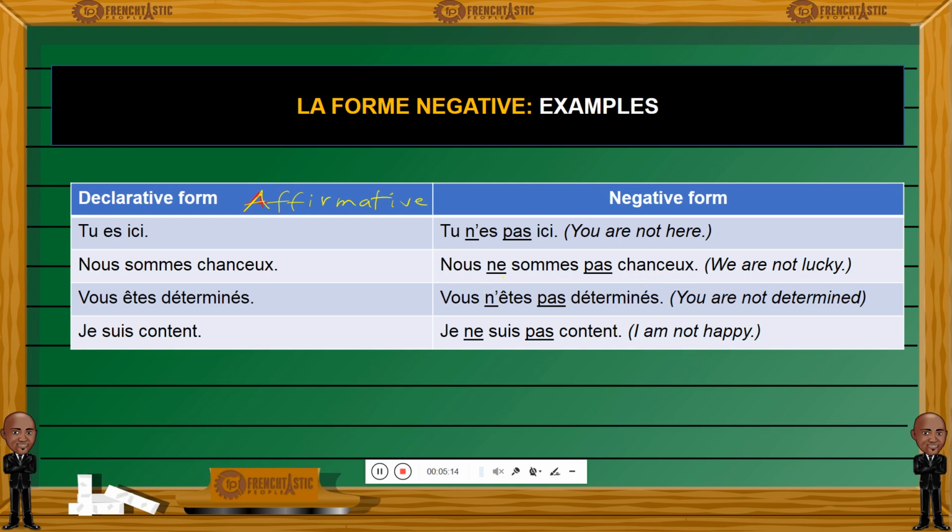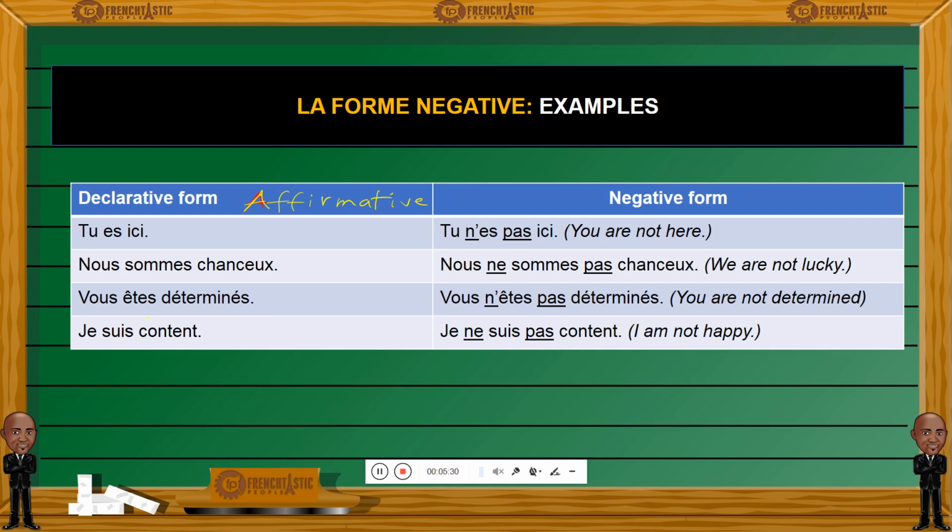You could pronounce every word. It will be just fine. But in spoken French, we tend to swallow a bit some words. So, nous ne sommes pas chanceux is as good as nous ne sommes pas chanceux.